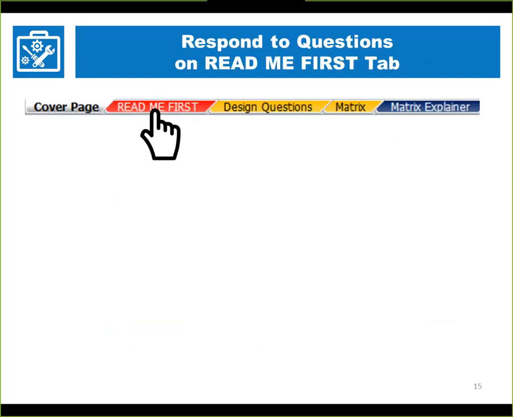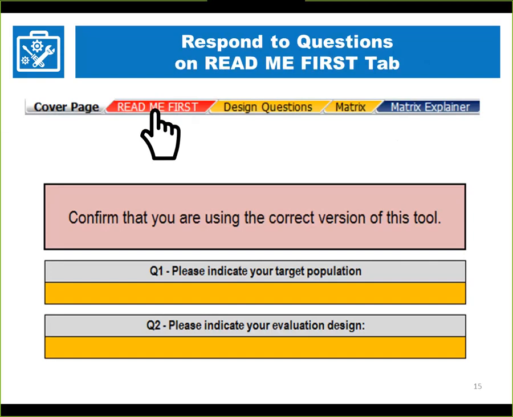So you'll begin by answering question 1. You need to indicate the target population of the intervention. And from a drop-down menu, you can select either K-12 or post-secondary. Then for question 2, you need to indicate the evaluation design.